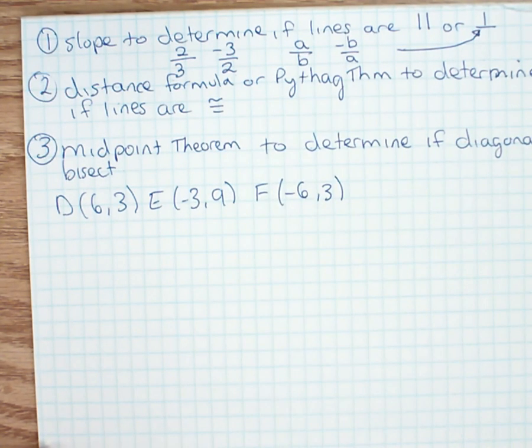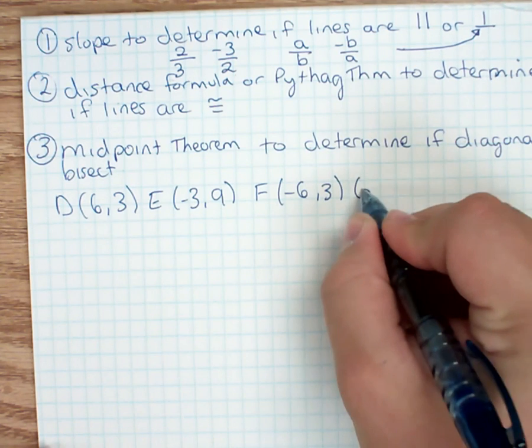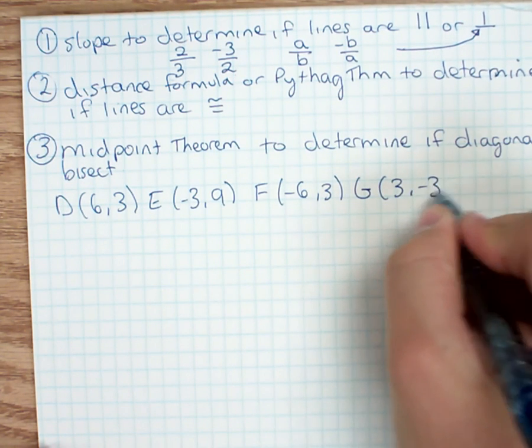F, which is negative 6, 3. And G, which is 3, negative 3.